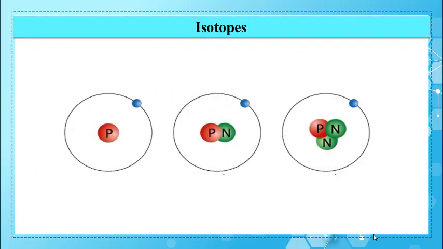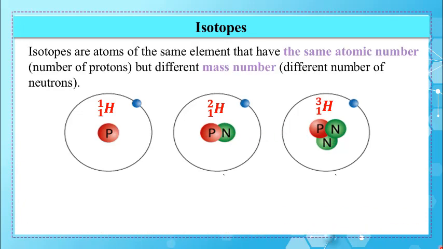Let's have a look at these hydrogen isotopes. H-1 is made up of 1 proton and no neutron. H-2 is made up of 1 proton and 1 neutron, and H-3 is made up of 1 proton and 2 neutrons. We can conclude that isotopes are atoms of the same element that have the same atomic number, which is the number of protons, but different mass number, which means different number of neutrons.